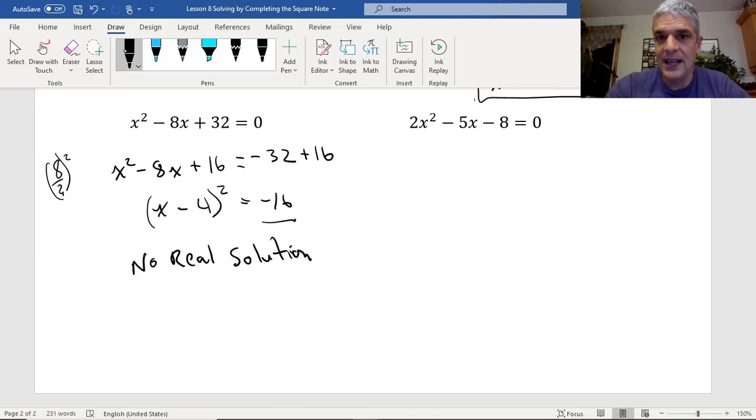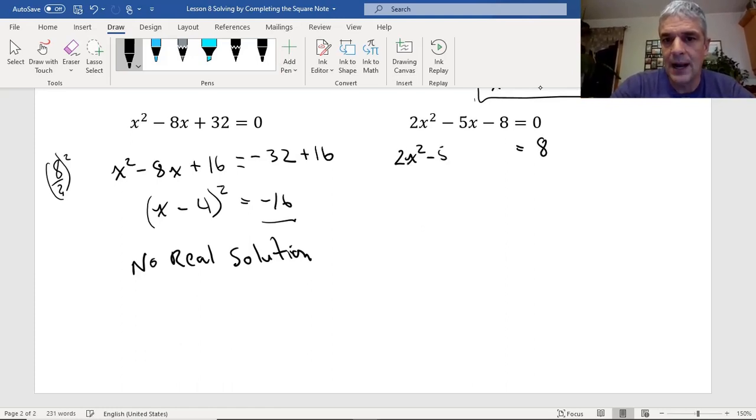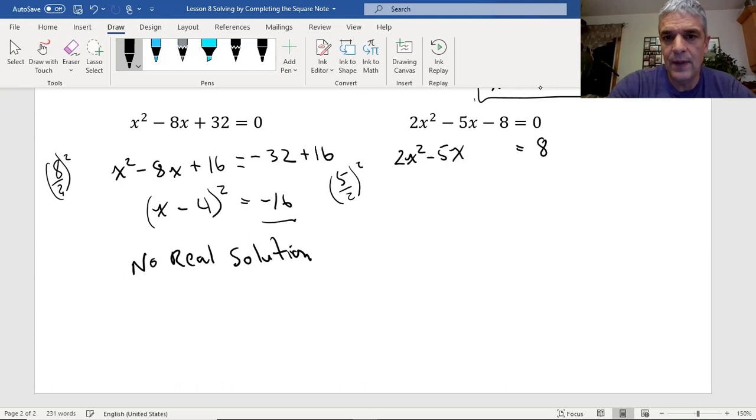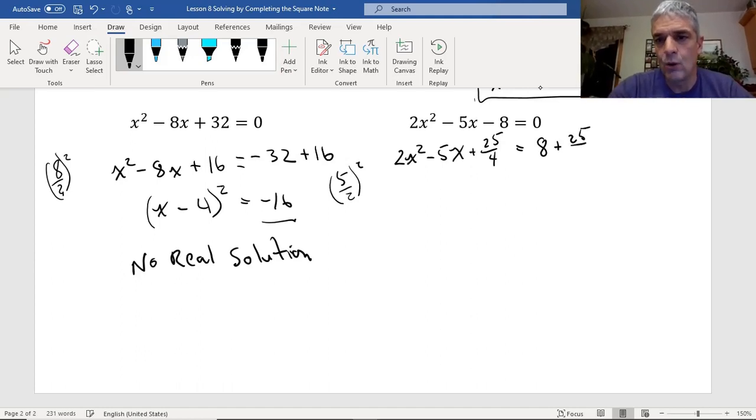A little more tricky, a little more complicated, but again, let's move the 8 over to the other side. Here we're going to have 2x squared minus 5x. Now we need to find the answer here. Well, that's going to be 5 over 2 squared, which is 25 over 4. So we're going to add 25 over 4.